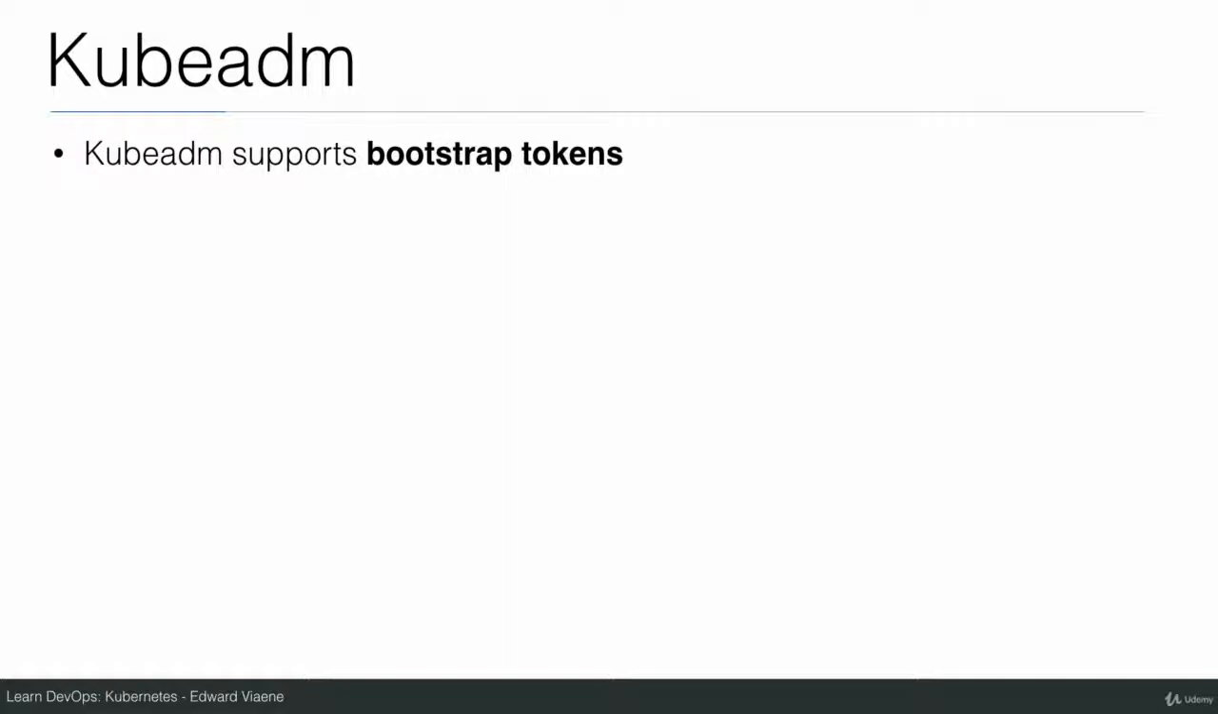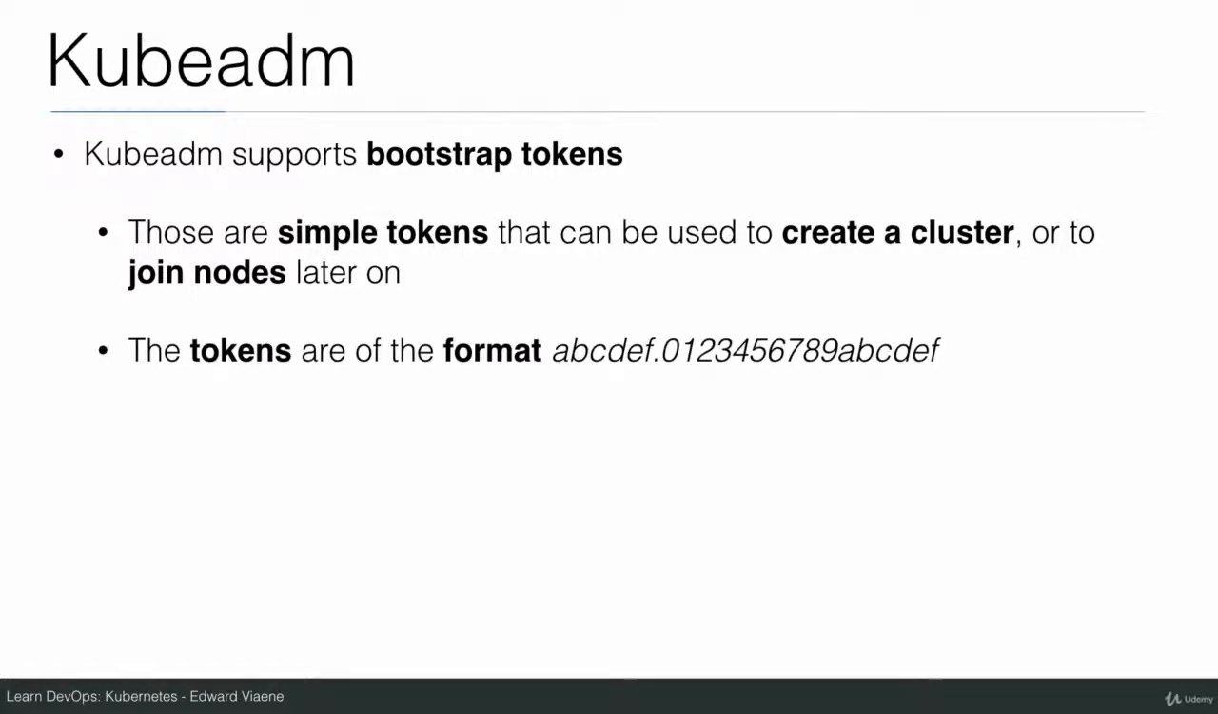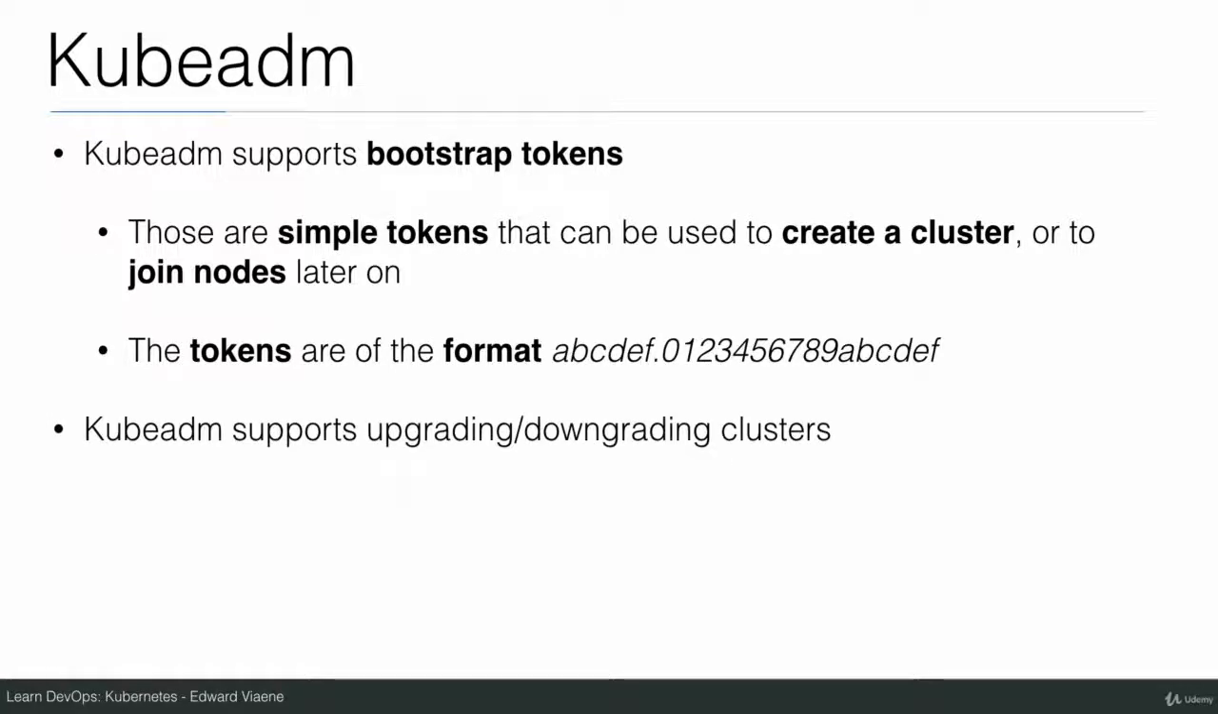kubeadm supports bootstrap tokens. Those are simple tokens that can be used to create a cluster or to join nodes later on. The tokens are of the format that is displayed here, and we will use those tokens in the demo, so it will all become clear when we join a node to our cluster. We'll be using those tokens to make sure that the joining of the nodes is secure. kubeadm also supports upgrading and downgrading of the clusters.